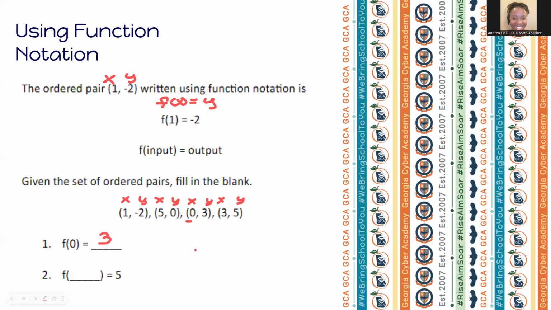f of blank equals 5. That means they're looking for a y value of 5. So here's my y value of 5, and it just happens f of 3 equals 5. 3 just happens to be there as well. Okay, so that's how we use function notation when we're looking at ordered pairs.